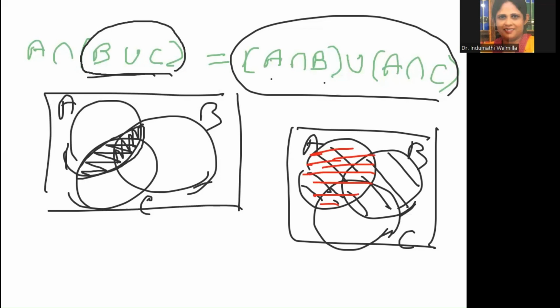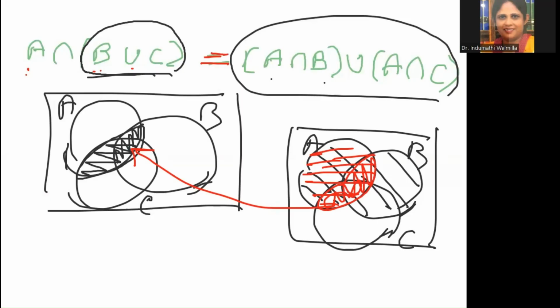What we need is A intersection with B union C, right? That means again the area that I colored twice. You can see this area, and then it is very clear. It is equal to this one. That's why we say these two parts are equal, and we can justify that.